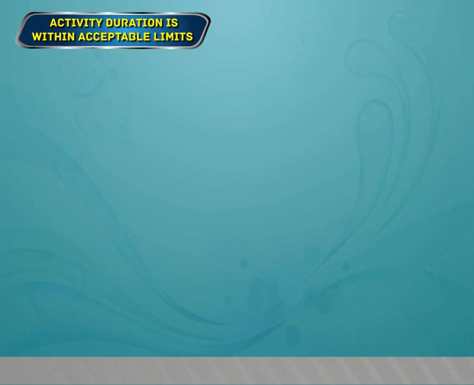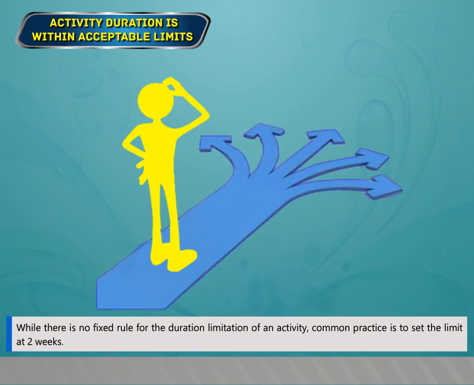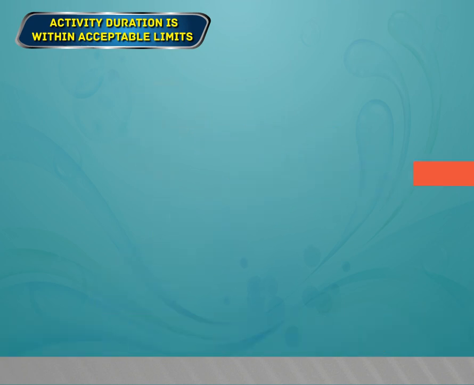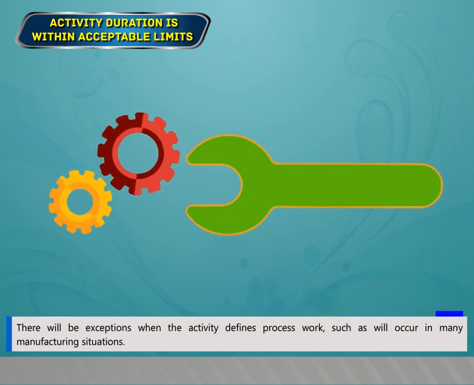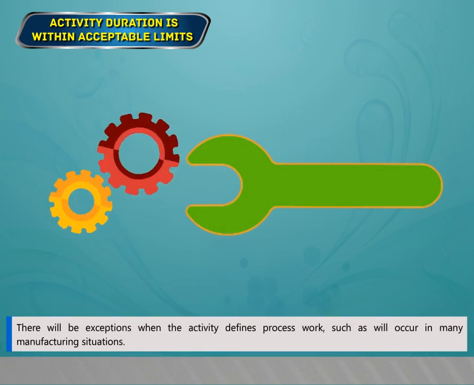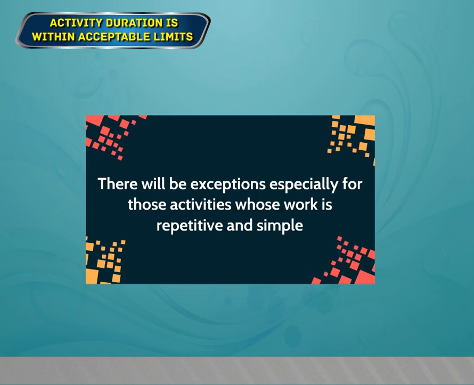Activity duration is within acceptable limits. While there is no fixed rule for the duration limitation of an activity, common practice is to set the limit at 2 weeks. Again, this is a relative limit. For very long projects, some limit greater than 2 weeks will be appropriate. There will be exceptions when the activity defines process work, such as will occur in many manufacturing situations. There will be exceptions especially for those activities whose work is repetitive and simple.